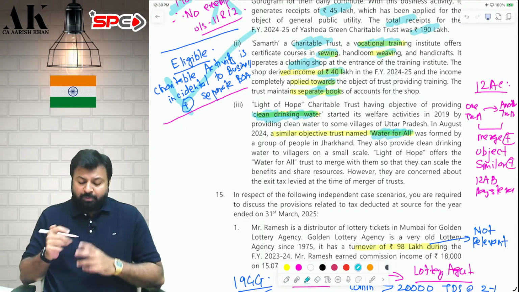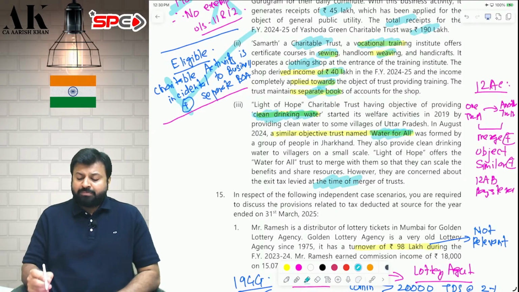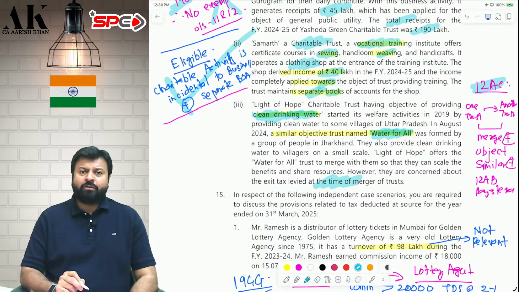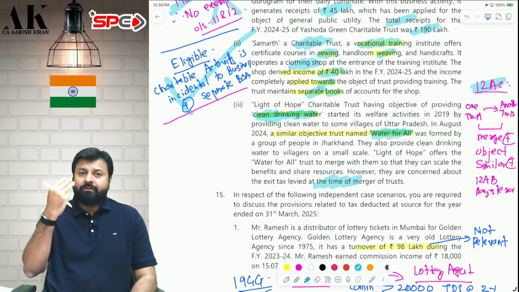Now, they want to get merged. Both of them are registered under 12AB. They have a question whether, if they merge, exit tax will apply to them. For that purpose, the government has brought a new section in Finance Act 2024 by the name 12AC. 12AC says that if you fulfill three conditions, we will not apply exit tax.